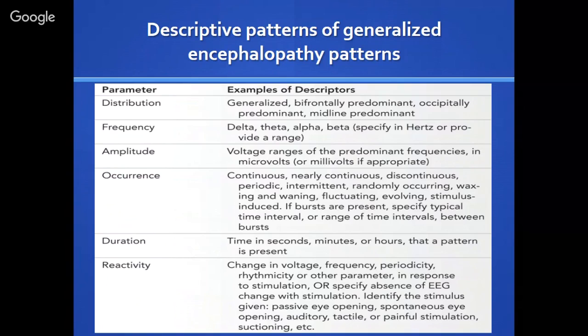Duration: time in seconds, minutes, or hours that a pattern is present. Reactivity, we talk about reactivity all the time, right? Especially in people who are encephalopathic in the ICU. So basically, it's a change in voltage, frequency, variability, rhythmicity, and all these other parameters in response to a stimulation.